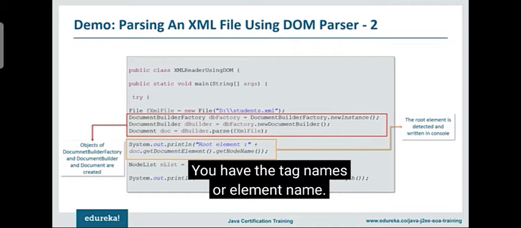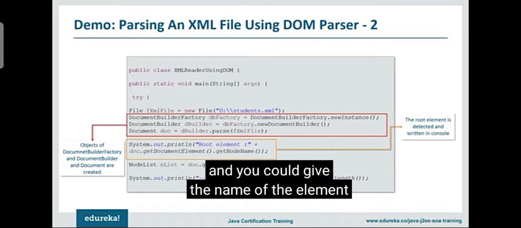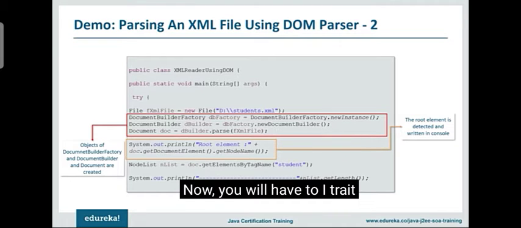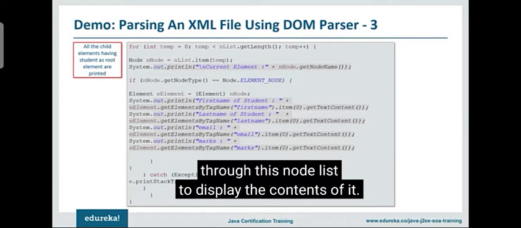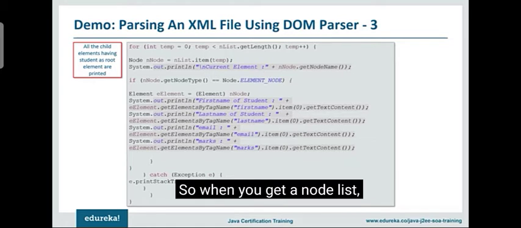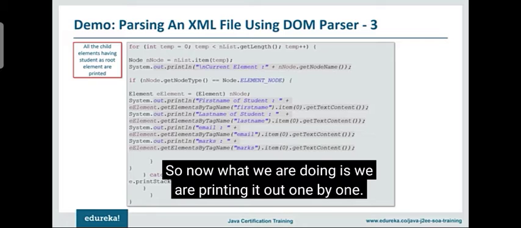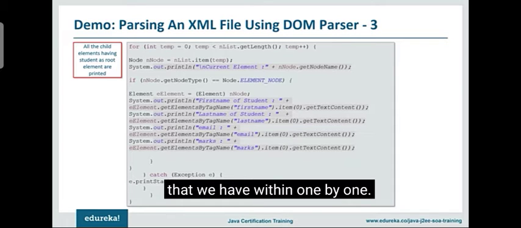You could read based on the name. You have the tag names or element name. So you have methods like getElementsByTagName, and you could give the name of the element and it would retrieve it as a node list. Now you will have to iterate through this node list to display the contents of it. All right, so here what you do is you iterate through it. When you get a node list, basically you would get a list of nodes. Now what we are doing is we are printing the nodes or the contents that we have within, one by one.